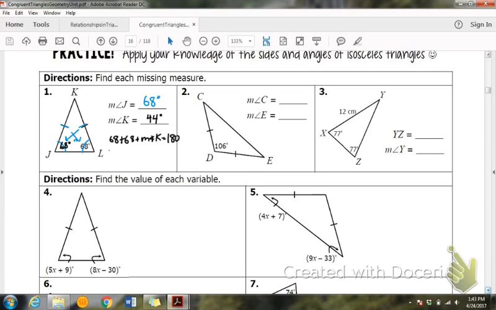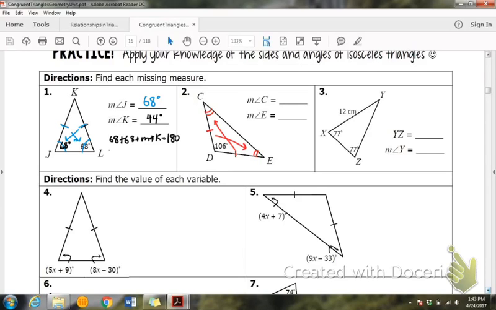Okay, let's look at problem number 2. I know that these two sides are congruent, so if you need to draw arrows across, that's going to be talking about this angle right here, and then this angle right here. So angle C and angle E have to be the same. Do we have to draw the angles? You do not need to draw the arrows, but you do need to draw the angles congruent.